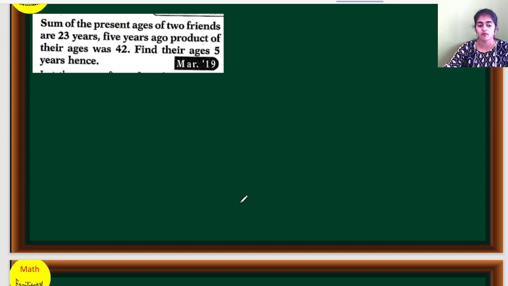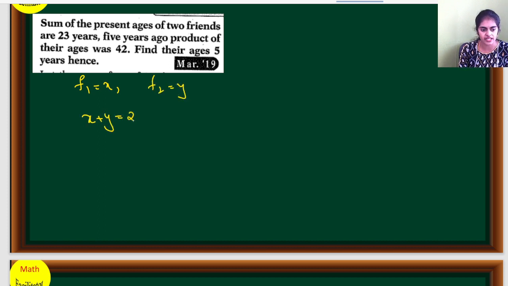Find the present ages of two friends whose sum of present ages is 23 years. So 5 years ago, the product of their ages was 42. So, sum of present ages of two friends. Let me take friend 1's age as x, friend 2's age as y. So the sum of present ages of these two friends is 23. So one equation is given to you. Now 5 years ago.